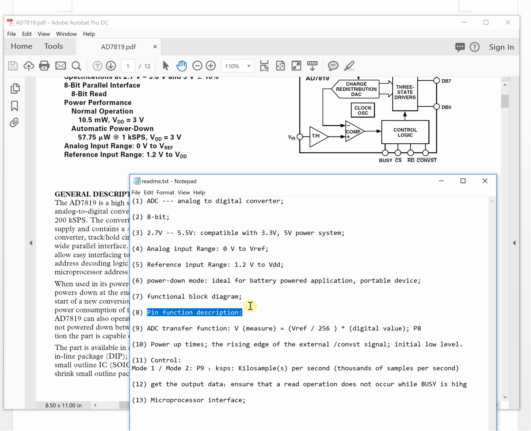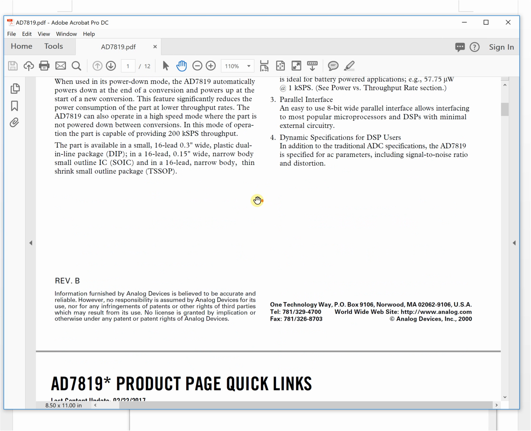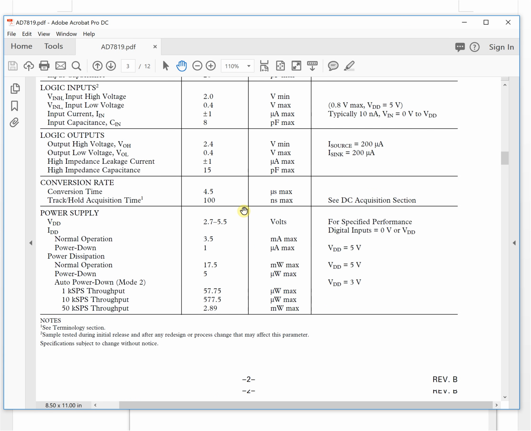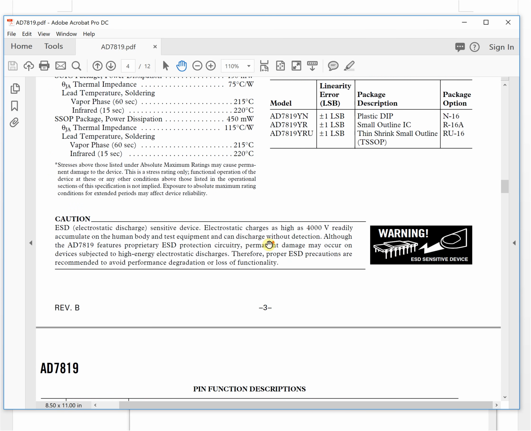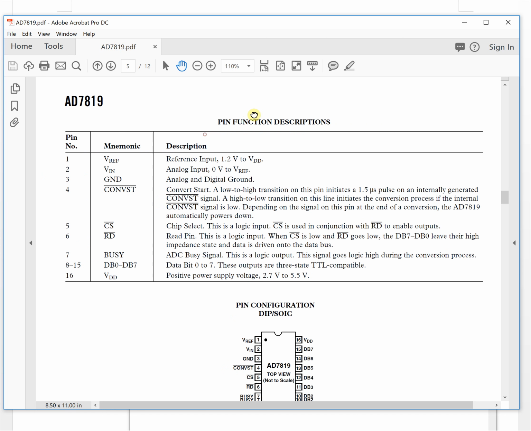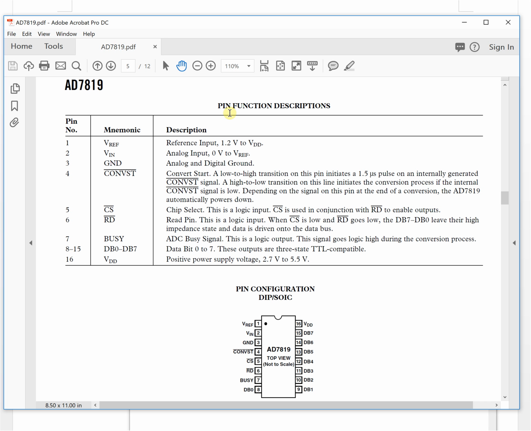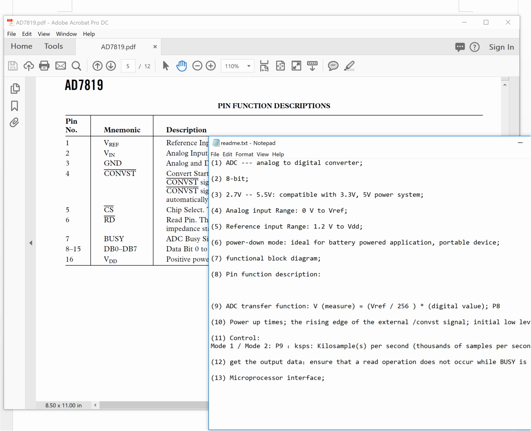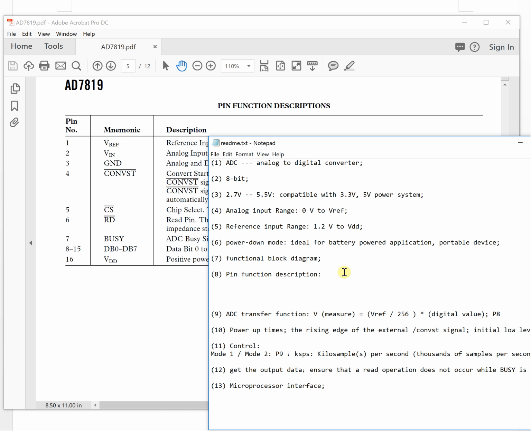The next thing will be the pin function description. Okay, here is the pin function description. This pin function description is very important. Actually, we can create the black system box from it, like we do like this.